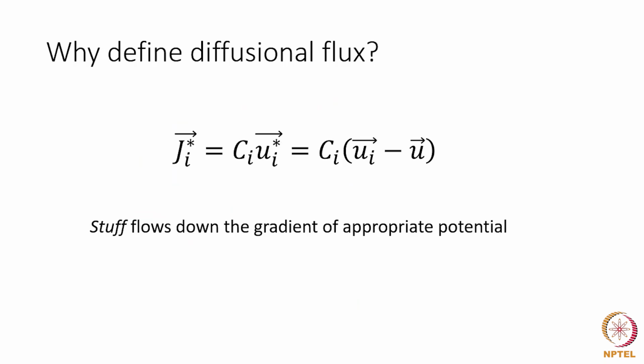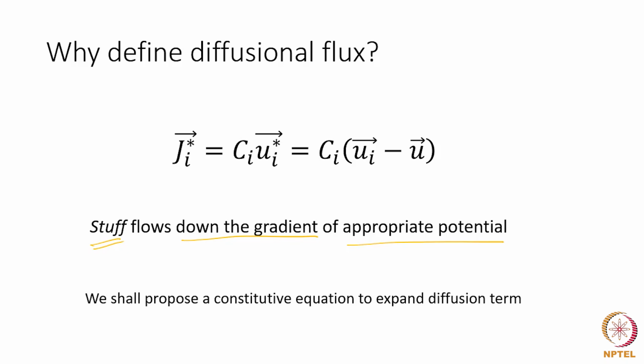The reason is that in general stuff flows down the gradient of an appropriate potential, and we see that in the case of fluid flow also, down the gravitational potential is how the mass would follow. And here we would like to say also that the heat would flow down the gradient of temperature, which means temperature is the potential for the heat flow. So here also, if we were to think of the potential down the gradient of which species I would like to flow, that is the constitutive equation that we want to propose.